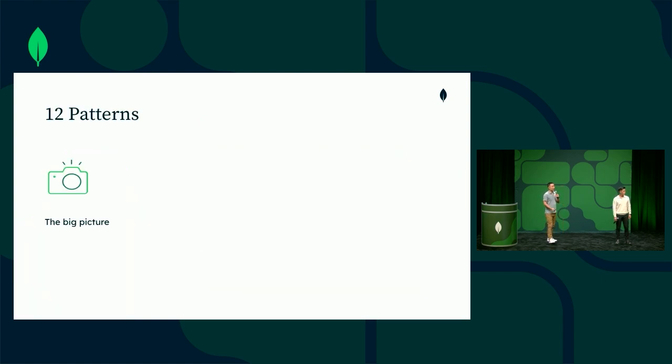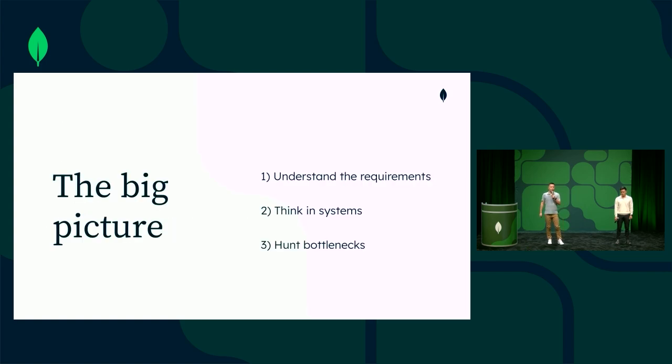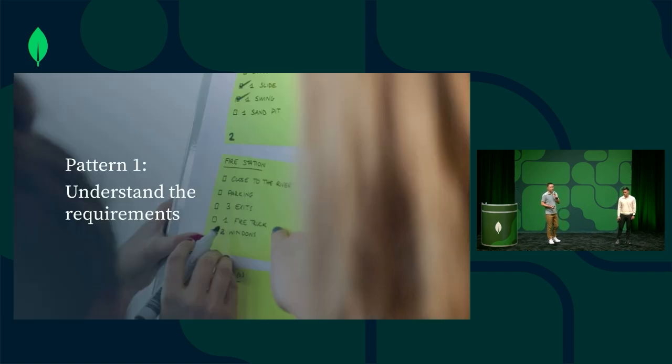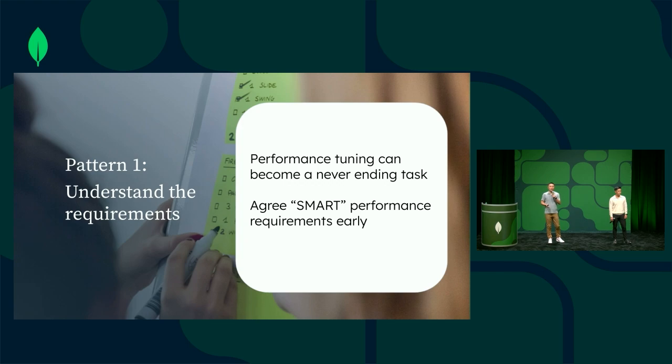The 12 patterns we'll talk about today fall into 4 different categories. The first category is the big picture, followed by query and indexes, sharding and scaling, and the last one is put it together. There are 3 patterns in the first category. To begin any performance tuning task, you should start with understanding the requirement. Having a smart performance requirement, which is specific, measurable, achievable, relevant, and time-bound, will help you avoid running this as an endless task or shooting a moving target.